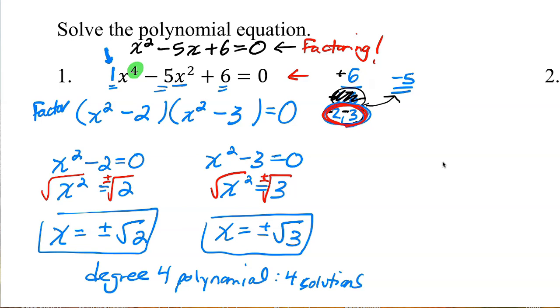And in this case, they turn out to be 4 irrational. Square root of 2 is an irrational number, square root of 3 is an irrational number, so we have 4 solutions and they're all irrational numbers.